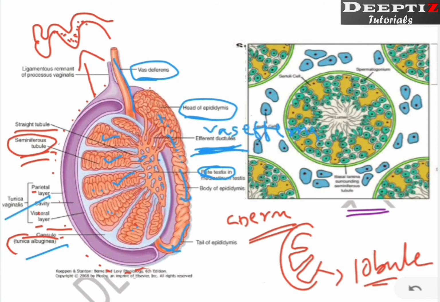So there can be a question: the difference between vas deferens and vas efferens, right? So you understand, this tube is moving backward, behind the testis. Actually behind the testis it is going and moving upward. This is what we call vas deferens. So the epididymis is connected to the vas deferens.